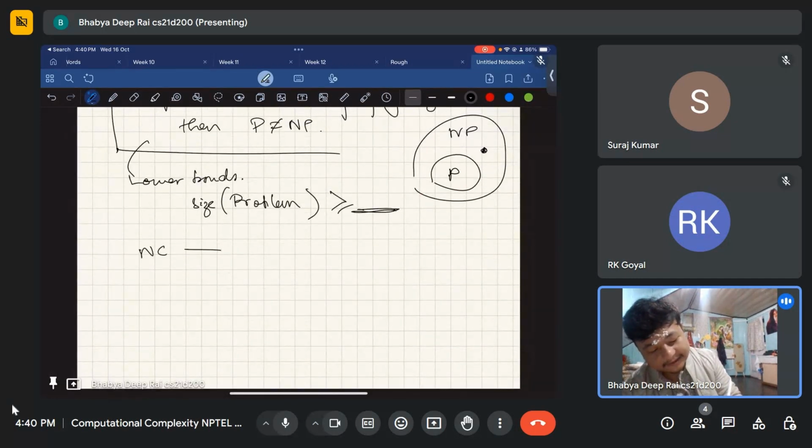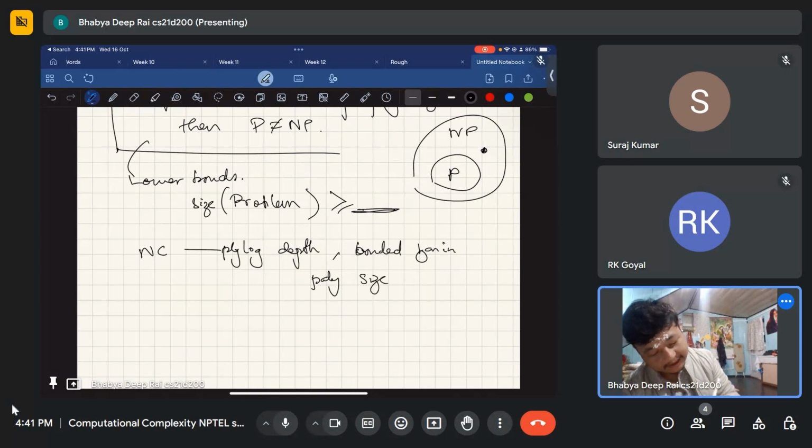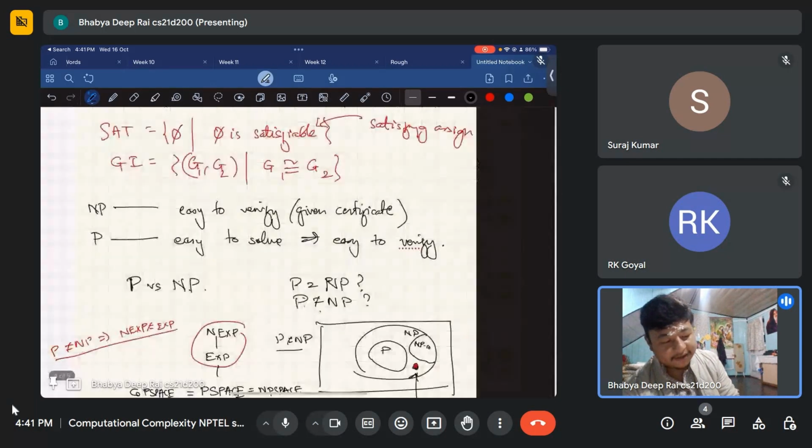NC is poly log depth and bounded fan-in, with poly size. And AC is again poly log depth, unbounded fan-in, and again poly size.